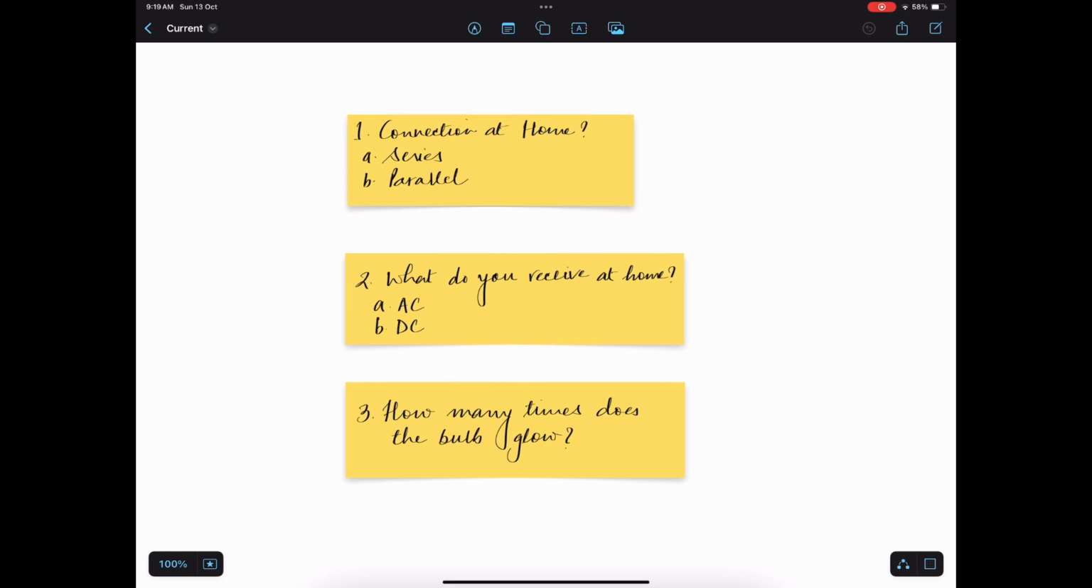Third question, how many times does the bulb glow? The bulb glow means how many times it flickers actually. So if you're in a country where you are receiving a frequency of 50 hertz, then the bulb is flickering 50 times in a second. If you're in the US, where the frequency is 60 hertz, then the bulb there is flickering 60 times in a second.